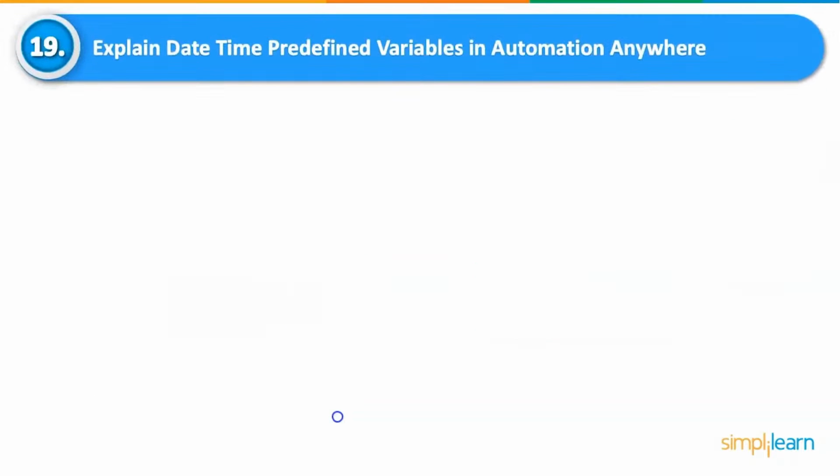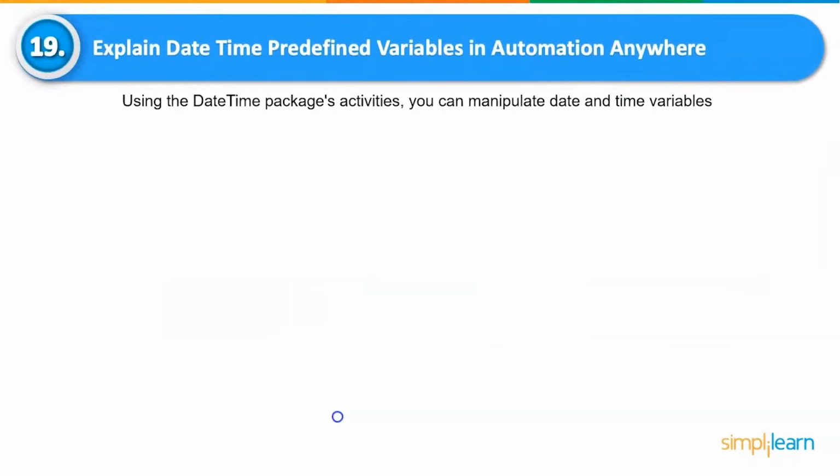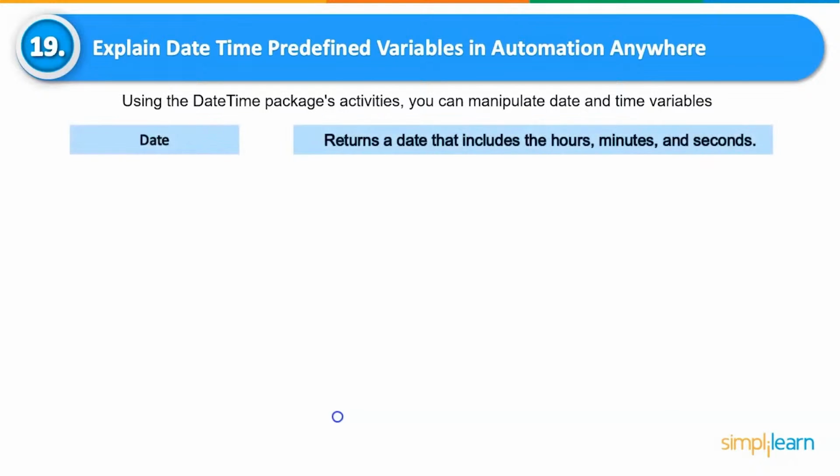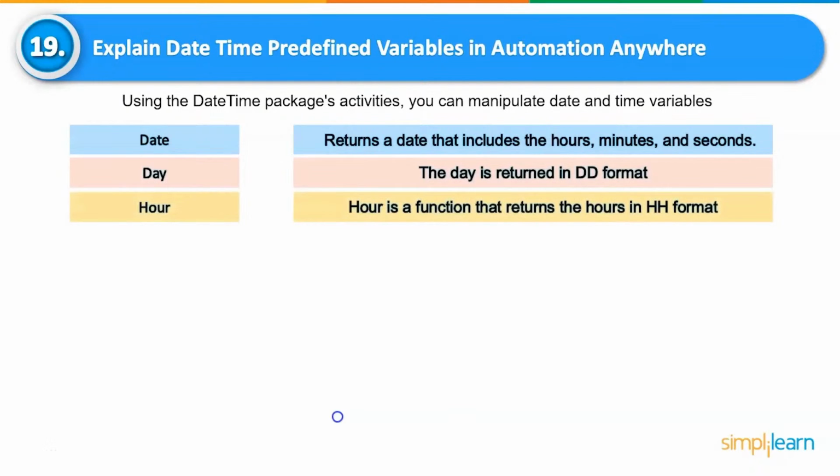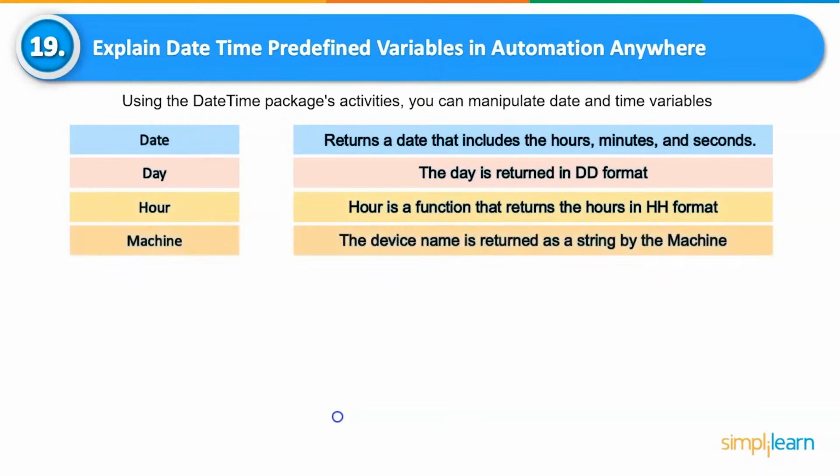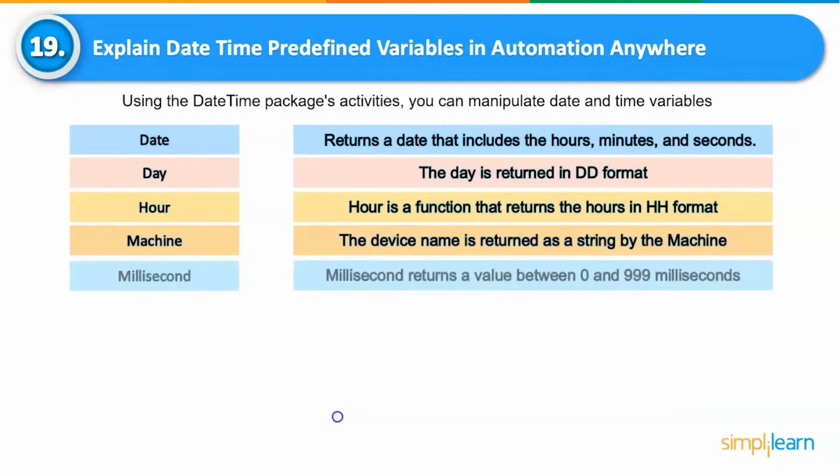Explain the date-time predefined variables in Automation Anywhere. Using the datetime package's activities, you can manipulate date and time variables. Date returns a date that includes the hours, minutes, and seconds. Day, the day is returned in date format. Hour is a function that returns the hours in hours format. Machine, the device name is returned as a string by the machine.